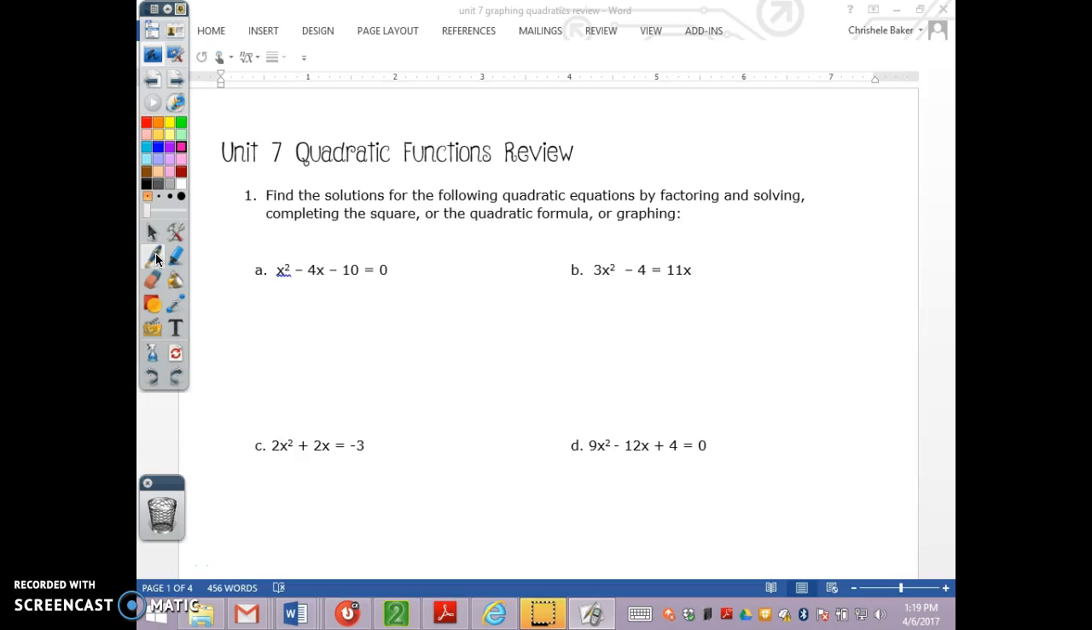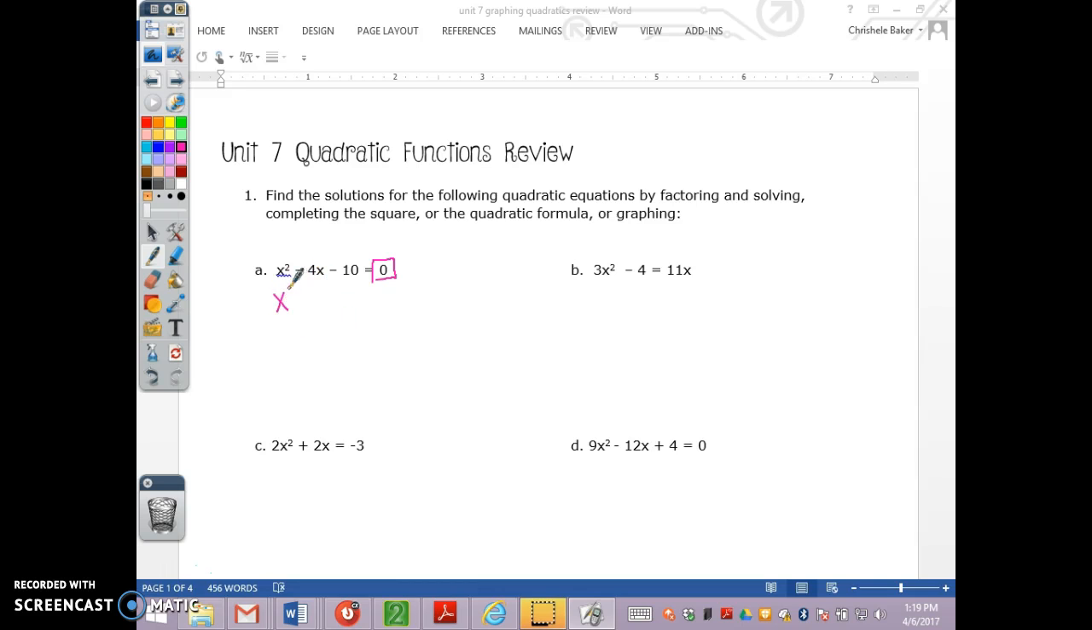Hello everybody, welcome to the Unit 7 review for quadratic functions. So we're going to start with finding solutions. So that means x-intercepts. That's why this is equal to 0, because we are finding what x value is going to make this 0. On this one, I'm going to actually do completing the square just because I don't have a coefficient and my b term is even.